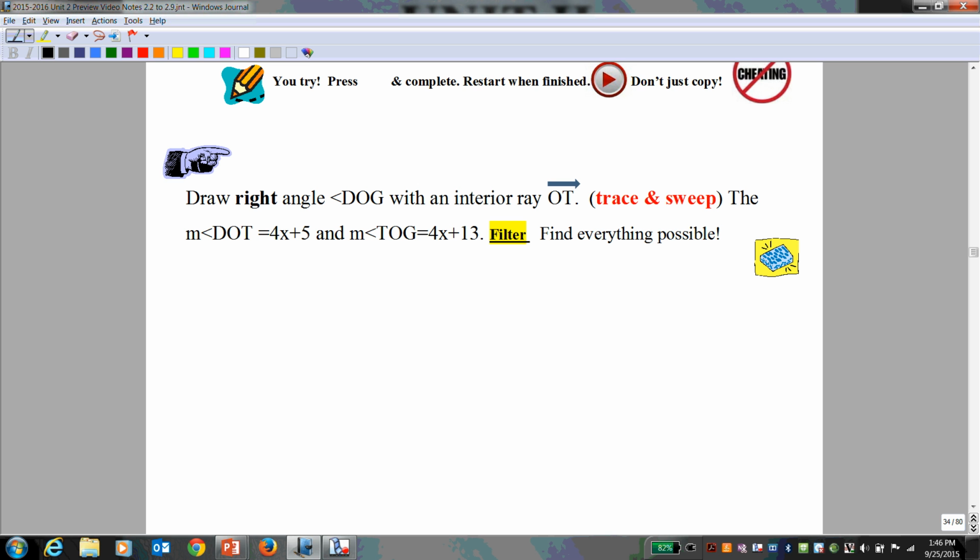I want you to take this page on your own. Finger track and read. Label, solve, find everything. Okay, let's see how you did here. So we started with the fact that this was a right angle. Hopefully you actually read that out loud, because if you didn't see that, it would have made this really tough.